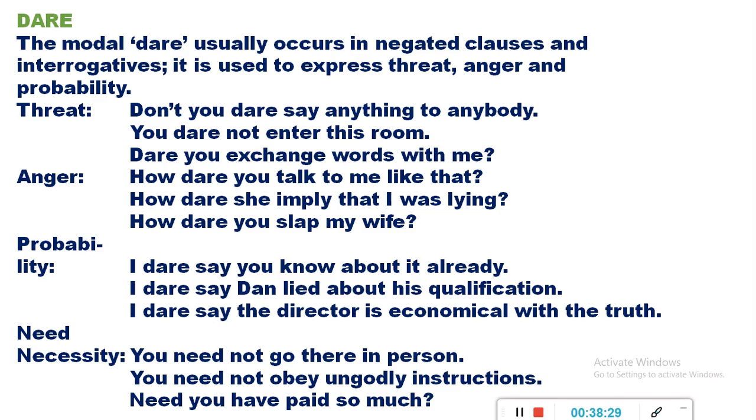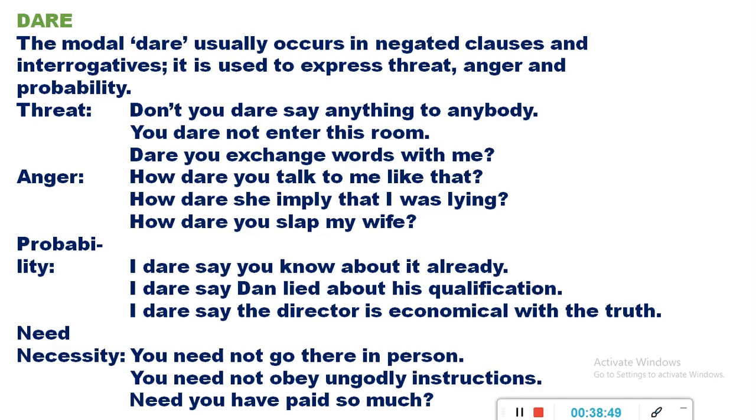Then let's look at need, how we can use need. That's another modal or semi-modal, if you like. We can use it to express necessity. You need not go there in person. You need not obey ungodly instructions. Need you have paid so much? All right, so necessity, and that's as much as we can take in today's video.